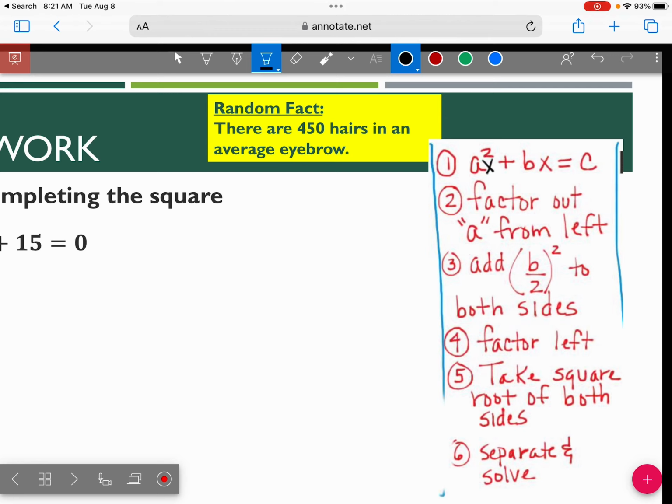So this method is the only method that you don't start off by setting it equal to 0. When we factor it, we want it to equal 0. When we use the quadratic formula, we want it to equal 0. But when we complete the square, we don't want it to equal 0.